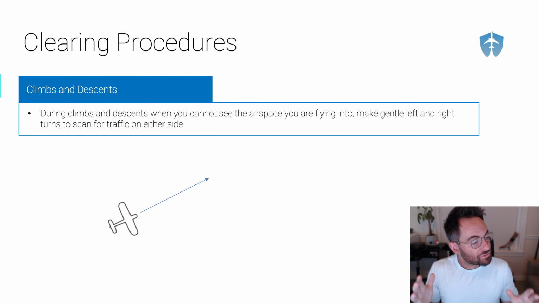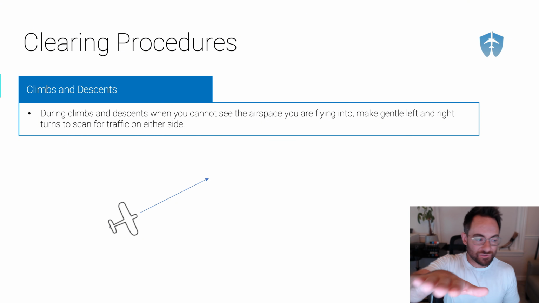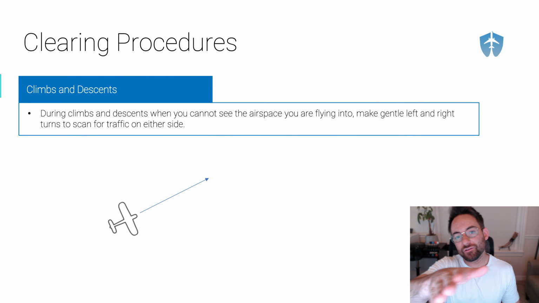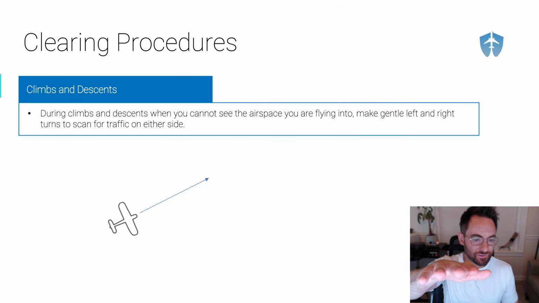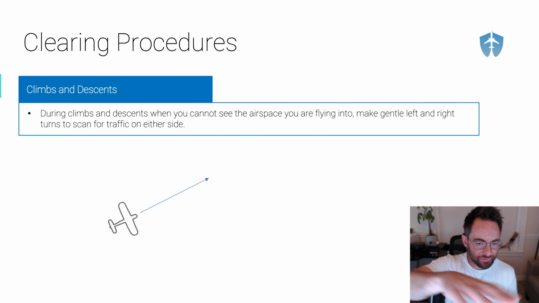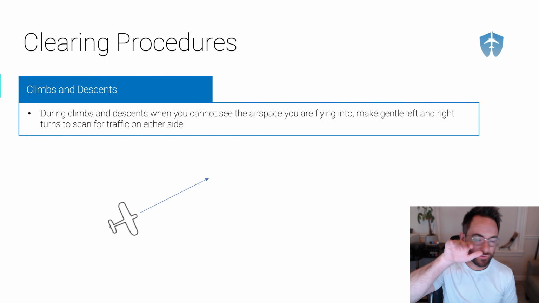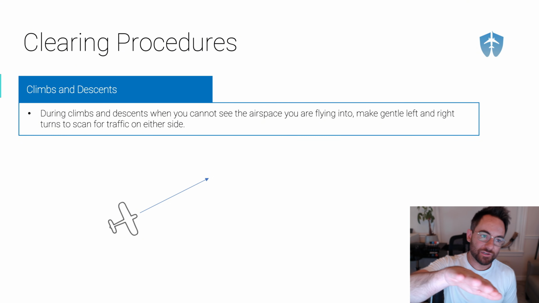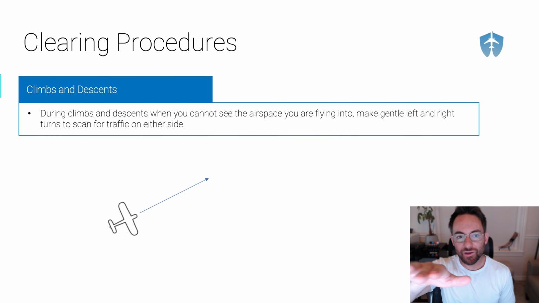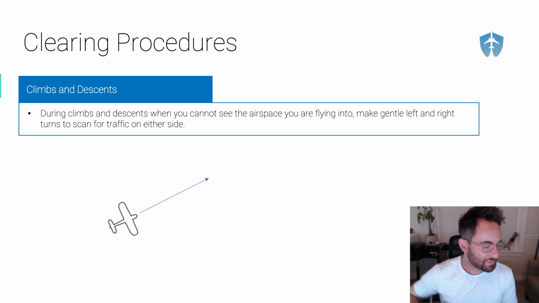All right. So what they're saying here is make gentle left and right turns to kind of look ahead of you as you're doing climbs. And you don't have to do constant left and right turns, but every once in a while, if you're doing a long climb, do a little gentle left turn, a little gentle right turn back on your heading, and that just helps you to see ahead.